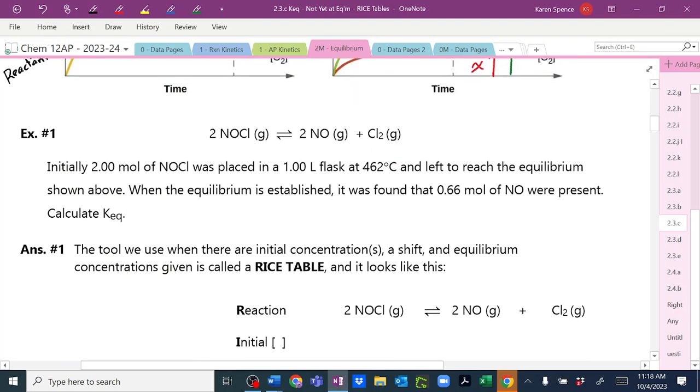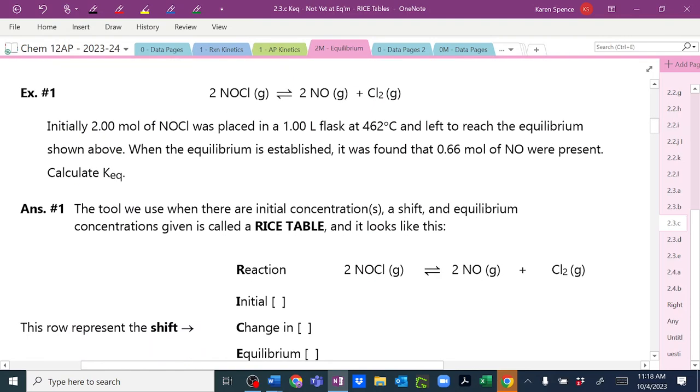Okay, so here we go. Initially, ooh, look, there's a key word. Initially, this tells you you're not yet at equilibrium. Yes? 2 moles of NaCl was placed in a 1 liter flask.